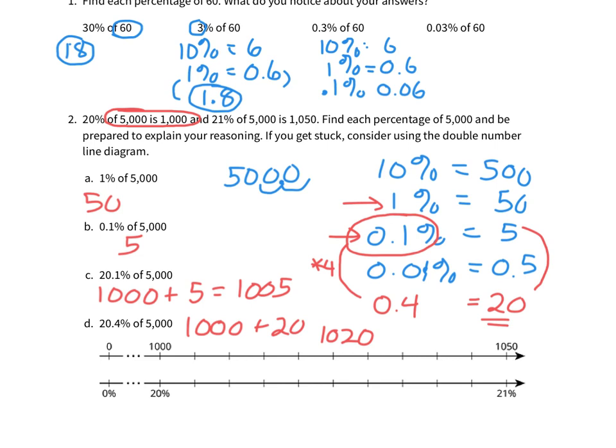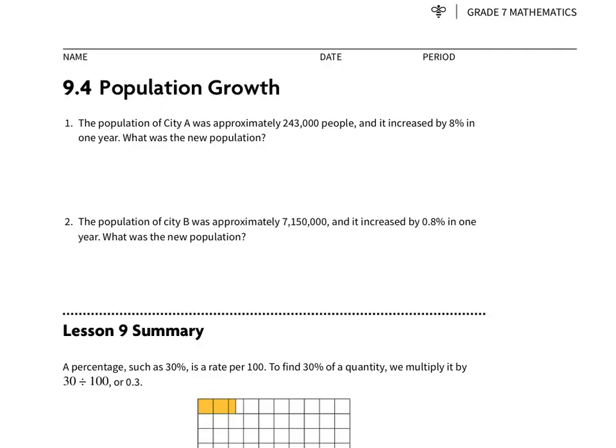Try question 3, and then we're going to jump ahead to lesson 9.4, talking about population growth. The population of a city was approximately 243,000 people, and it increased by 8%. What is the new population? So 243,000 increased by 8%. Well, how can I get that 8%? Can I find 10%? Can I find 1%?